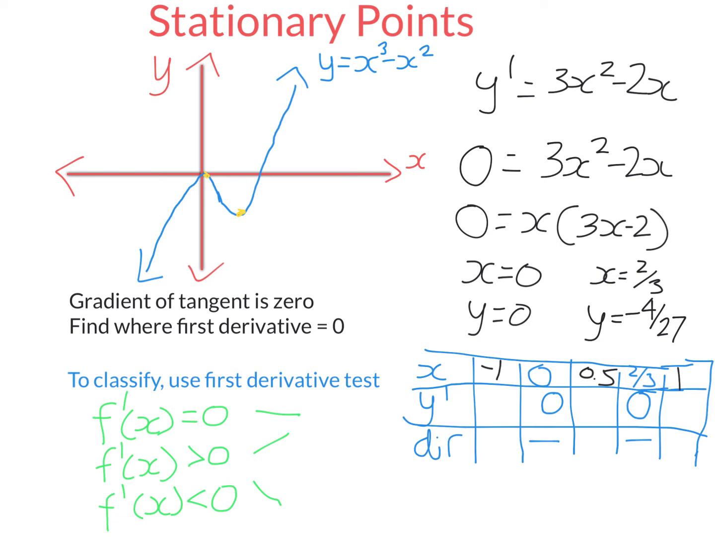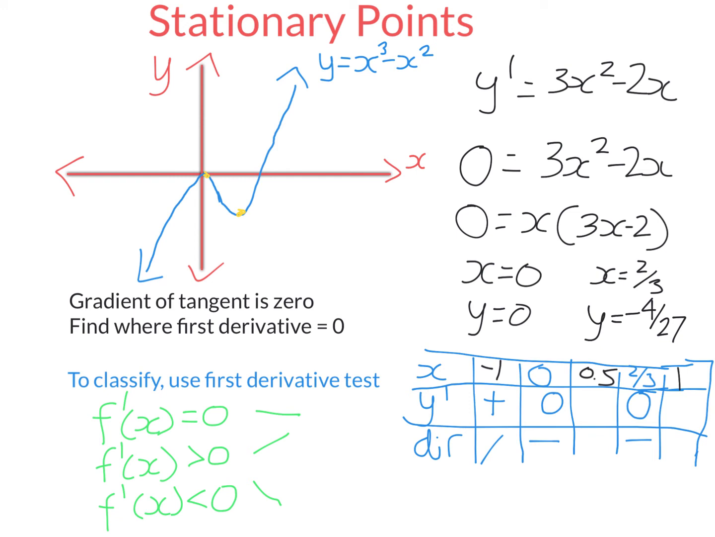But let's look at what happens on either side of it. So if I substitute x is -1 into this derivative here, I get 3 plus 2, which is 5. I get a positive number. Derivative is positive. Now, when the derivative is positive, it means the curve is leaning to the right, so it's leaning in that direction.